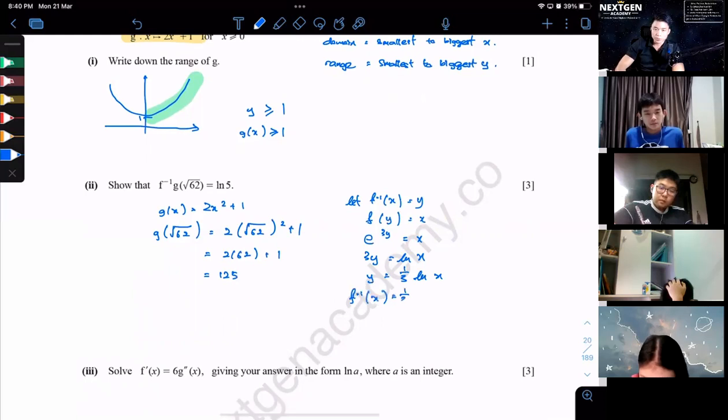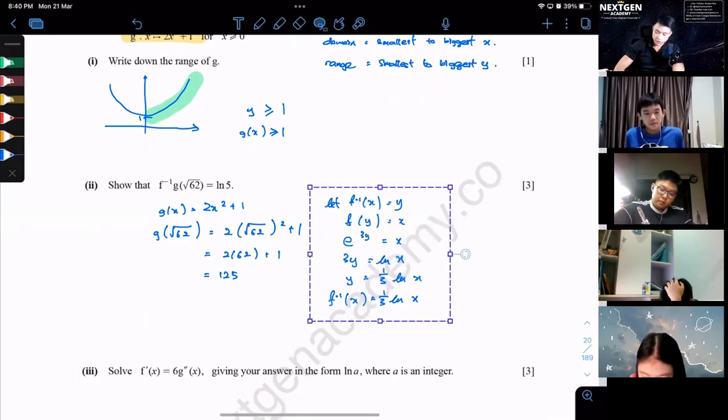Okay, I would separate it like this. I think it will be easier to do. So you don't need to cram everything together in one step.